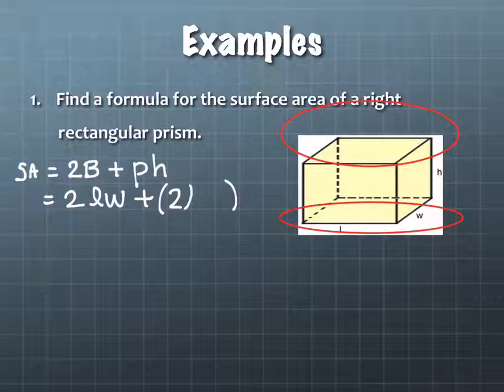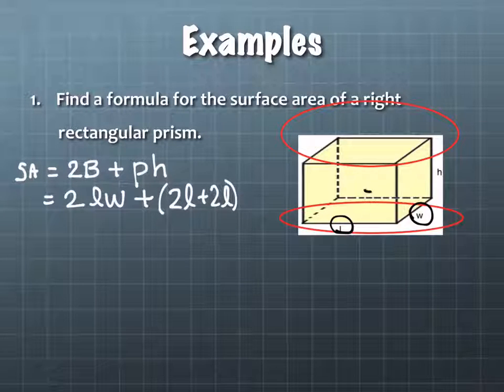Yeah, it's 2L plus 2W, because on the base I have this L, I have this W, this one would be an L back here, and this one would be a W. So the 4 side lengths themselves would be 2 L's and 2 W's. And then we would multiply that by the height, right? So this is the formula.